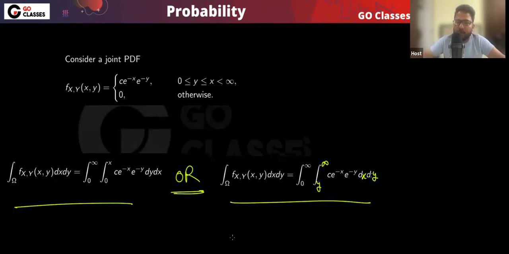I hope you understood this, right? Now let's just move to the next question. What I'm saying here is that you can take care of this relation in one of the inequalities, right? Either you take care whenever you are doing y. Okay, y is from 0 to x, and then x is from 0 to infinity. You can take care of this in any of these inequalities.